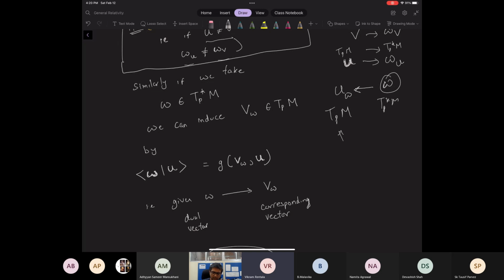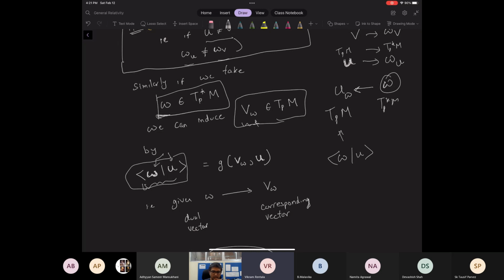So given a dual vector omega belonging to T_P star M, you can find or induce a vector which corresponds to that omega belonging to the tangent space. Okay, and the way you do this is you say that we know how to evaluate the inner product of a dual vector with a vector. So this quantity, omega u, is a well-known quantity.